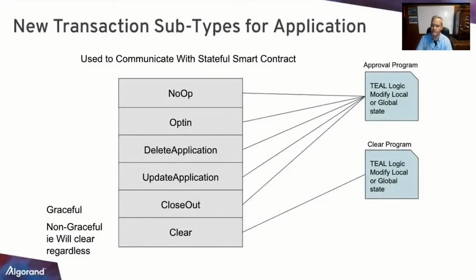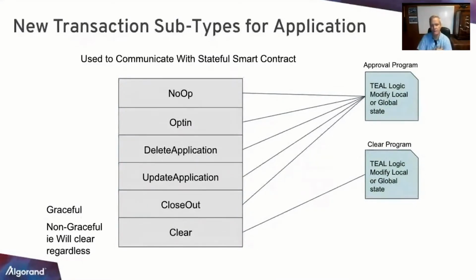Because the closeout operation goes to that approval program, it can fail, and that would leave the user stuck in a smart contract they maybe don't want to be stuck in. So the non-graceful way is you can issue a clear transaction, and it will call the clear program, and whether the clear program is successful or not, it will still clear the user out of the stateful smart contract and free up their local storage. The reason anybody would want to do either one of those is that anytime you opt into a stateful smart contract, your minimum balance goes up based on the amount of storage used by the smart contract.